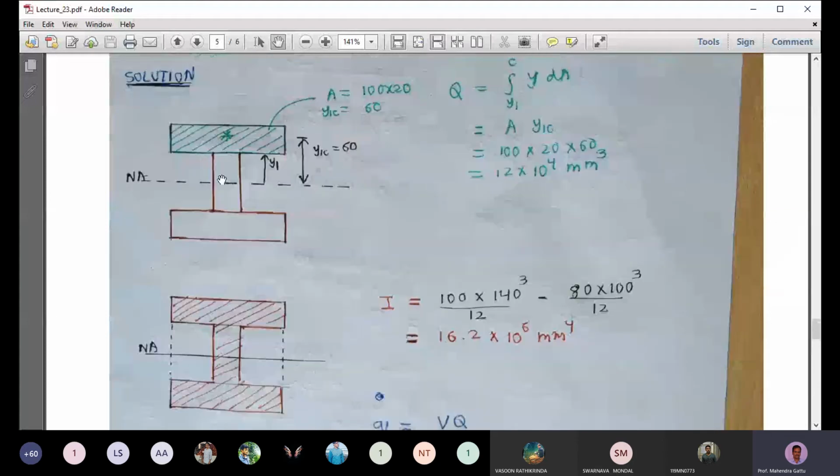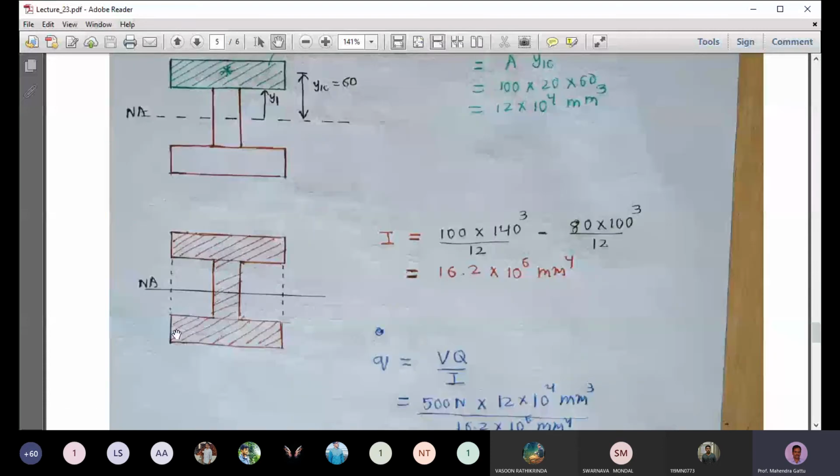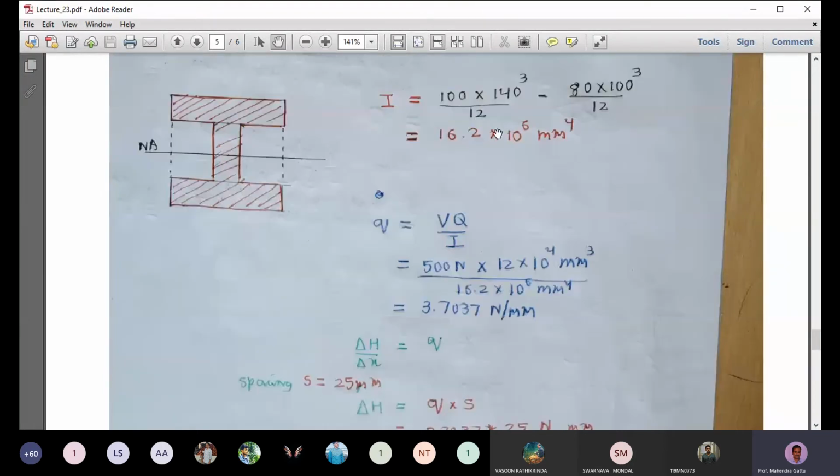Because it is symmetric, we can do that. Both the outermost rectangle and the smaller two rectangles are symmetric; their centroids coincide with the neutral axis. For that reason, we can apply this formula. Otherwise, you would have to take the moment of inertia of the top flange area, the web area and the bottom flange separately, and apply the parallel axis theorem to find the I value. For this specific case, because the centroids of these rectangular areas coincide with the neutral axis, we can directly apply this formula. So we get the I value, which is 16.2 into 10 power 6 millimeter power 4.